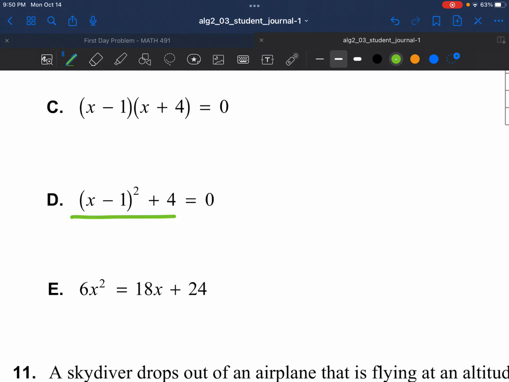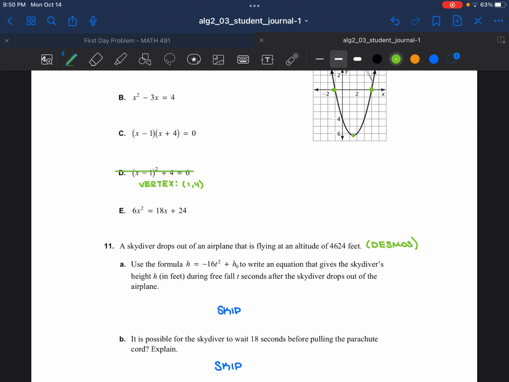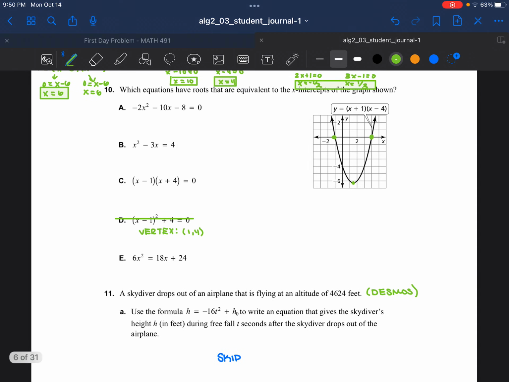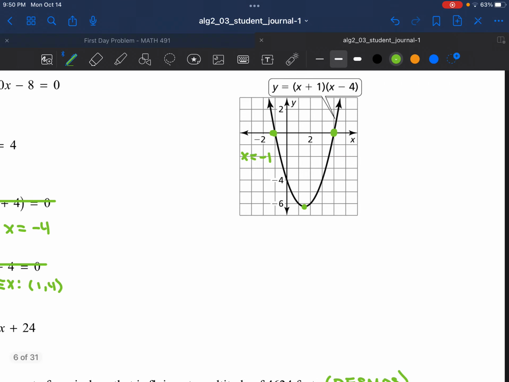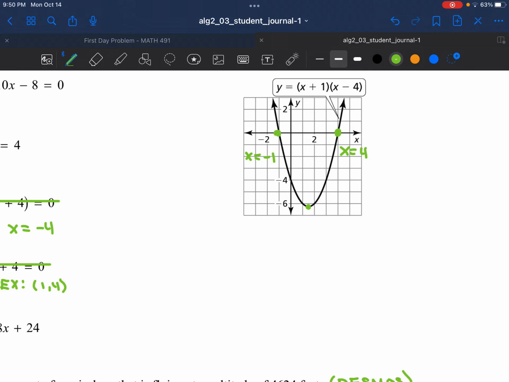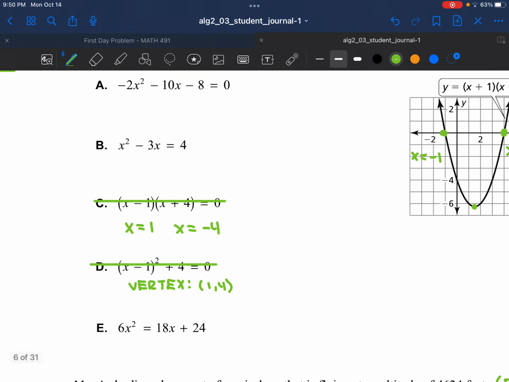So anything that is in vertex form, like this one here, is not going to work out for us, because this one gives me a vertex of 1, 4, and we do not have a vertex of 1, 4. I'm going to take a look at this one here. This one also is not going to work, because this means that I have x equals 1 and x equals negative 4. But if you look at our graph, we have x equals negative 1 and x equals 4.